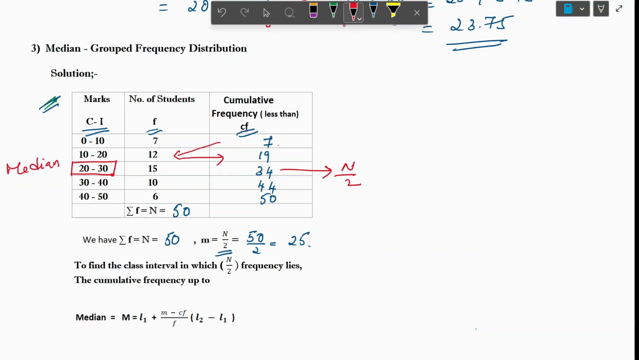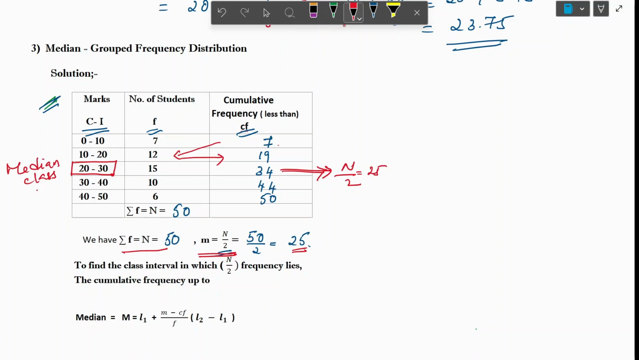Same like modal class, we need to locate median class. How do you locate median class? First calculate what is n, then calculate what is n by 2. N by 2 is denoted by small m. Here it is 25. Therefore, now locate where this frequency comes, 25. Now 7, 19, 34. This is up to 34. 19 after 34. Therefore, 25 lies here. The n by 2 value, that is 25, and locate the corresponding class interval, that is called the median class.